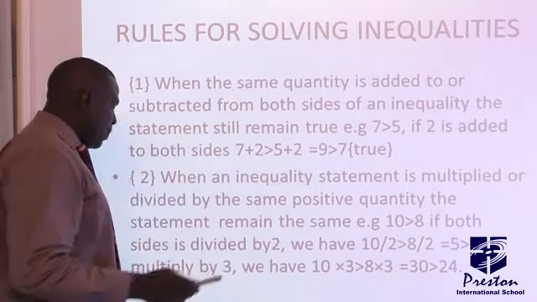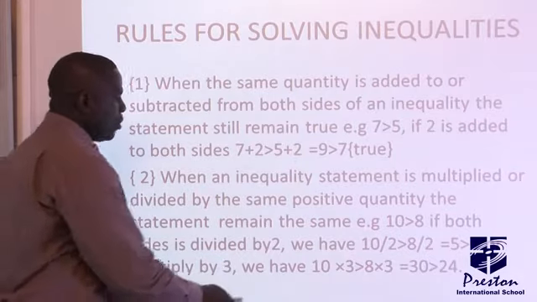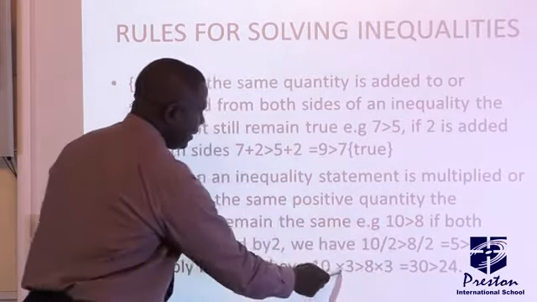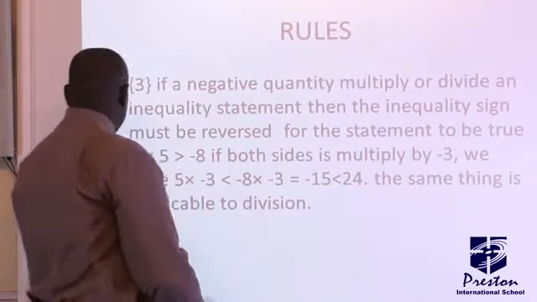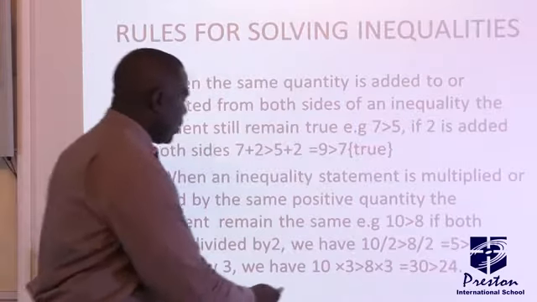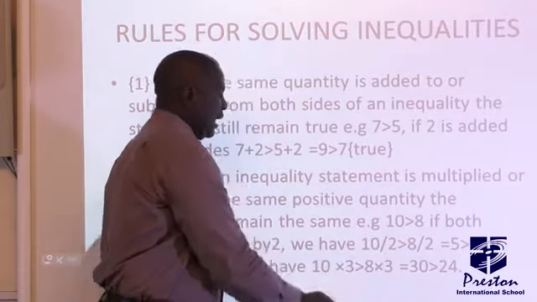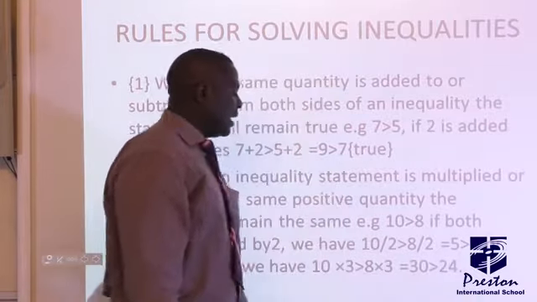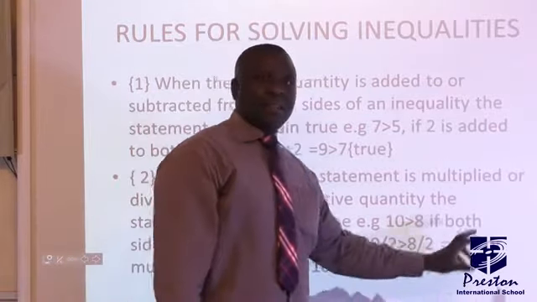So if you multiply as well, when you multiply 10 by 3, it gives you 30. And when you multiply 8 also by 3, it gives you 24. Which means that 30 is greater than 24.